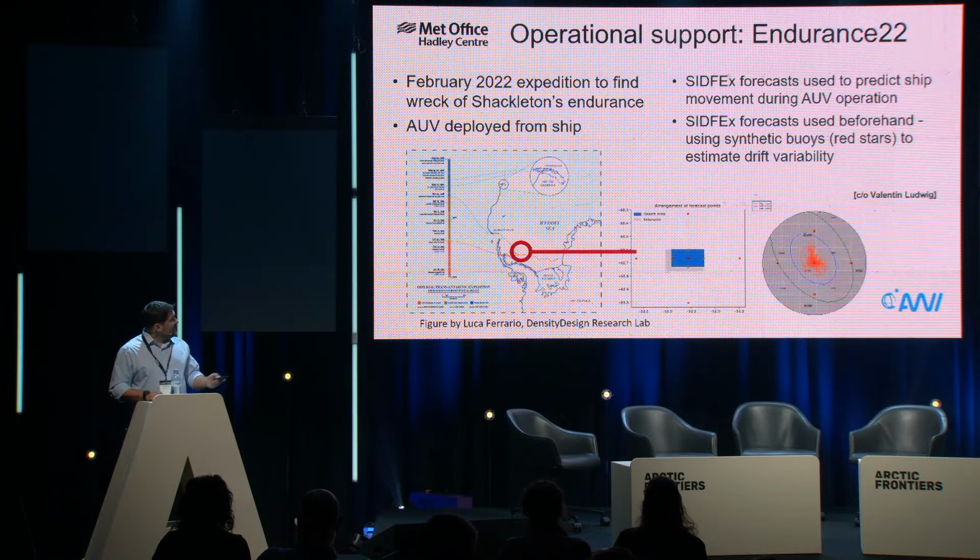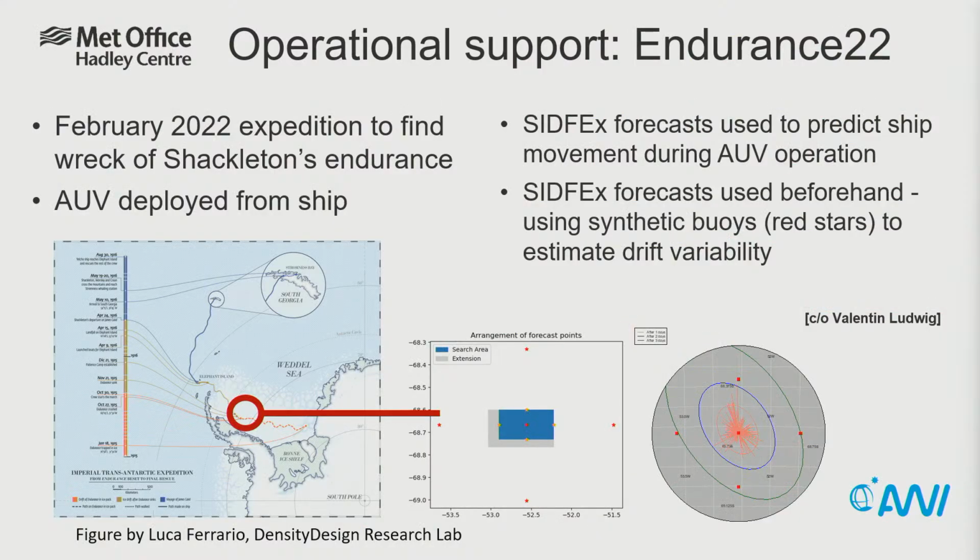We provided operational forecasts, so they had the ship down here in the Weddell Sea, and they deployed an AUV to obviously search for the Endurance. We provided forecasts in near real time that they could use to work out how much their ship was drifting compared to the AUV, so they didn't lose contact with it. But we also provided information beforehand on the likely drift events that were happening in and around that area.